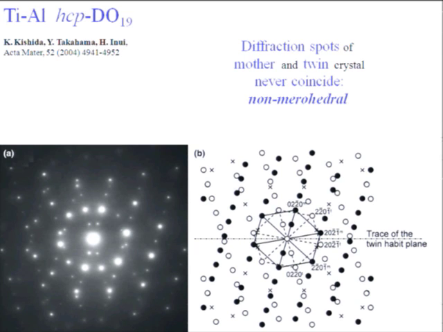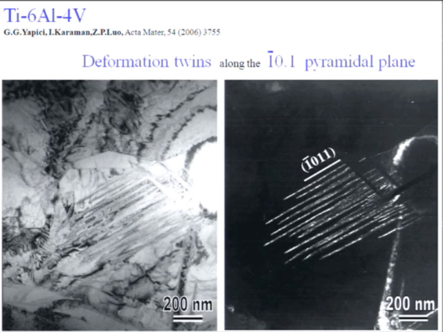You can see here the reciprocal space of the mother crystal and the twin crystal, and what you observe is that none of the diffraction positions coincide except those which are along the twin plane. And this, as you can find in the textbooks, is so-called non-merohedral behavior.